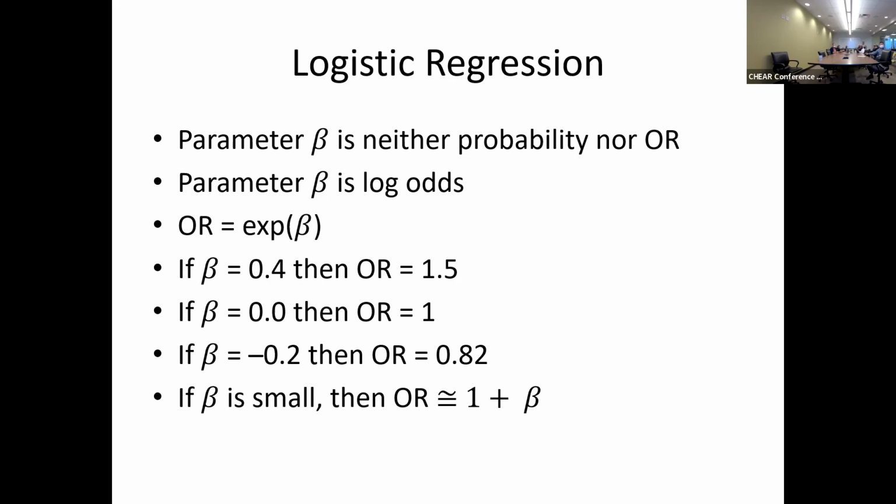Beta of 0, if you have no covariates and this is just a constant, then beta of 0 indicates the overall probability is 1/2. If beta is, say, minus 0.2, then the odds ratio is just over 0.82. And if beta is small, very close to 0, then the odds ratio is very close to 1 plus beta. And again, as that diverges from 0, then that approximation gets less good. Okay, so let's move on.